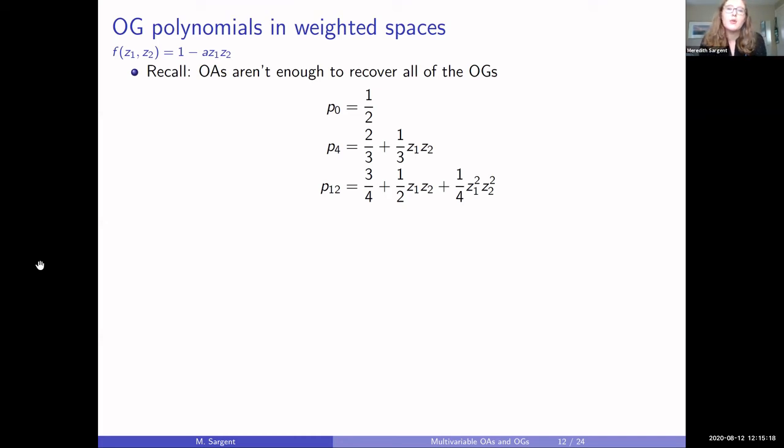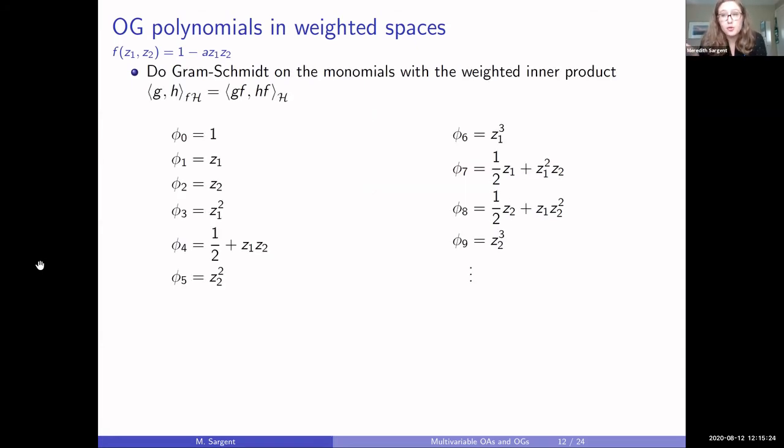So if we try to do differences here, we're not going to get enough of our orthogonal polynomials. But we can do Gram-Schmidt. Gram-Schmidt still exists. We can do Gram-Schmidt on the monomials with our weighted inner product. Because remember, these orthogonal polynomials are orthogonal in the weighted space. So here's our weighted inner product. Here are the results we get if we do some Gram-Schmidt on some monomials. And one thing you'll notice is that things look kind of predictable.